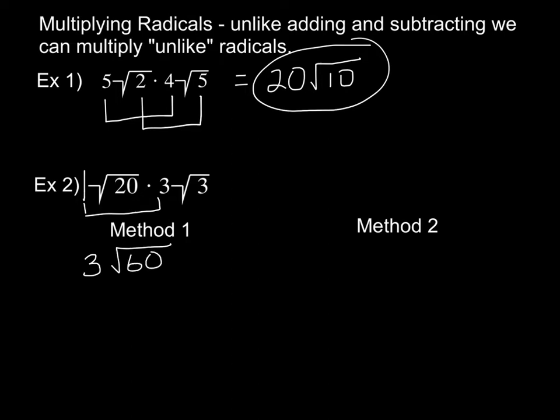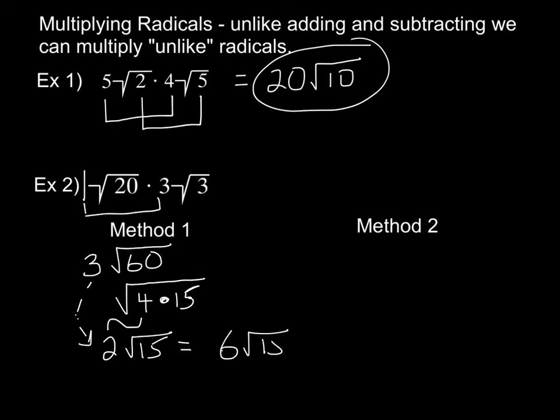Now what we would have to do is break down radical 60 like we did in the previous video into two numbers that multiply together where one of them is a perfect square, 4 and 15. The 4 comes out as a 2, we get 2 radical 15, and then don't forget about the 3 that we had earlier, and that would give us 6 radical 15.